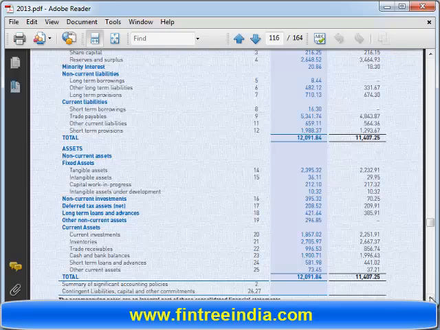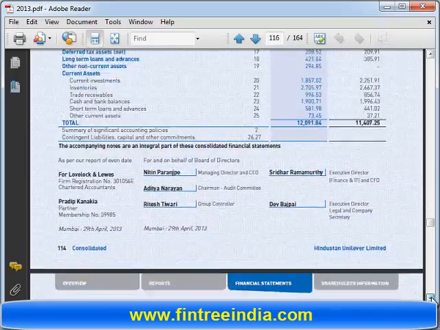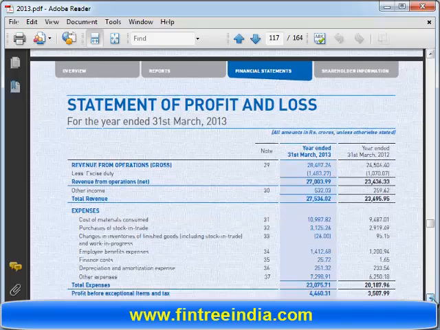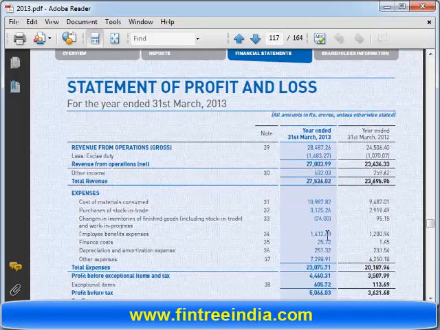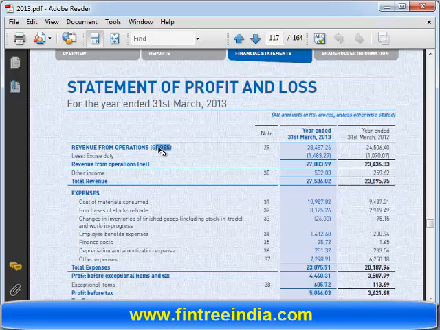Okay, let's go ahead. Now on to the income statement. We have gross revenue at the top. Can you see what is the difference between gross revenue and net revenue?